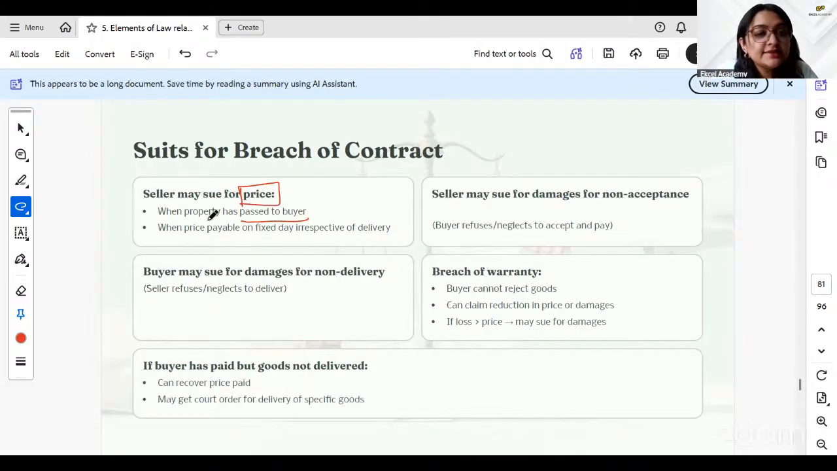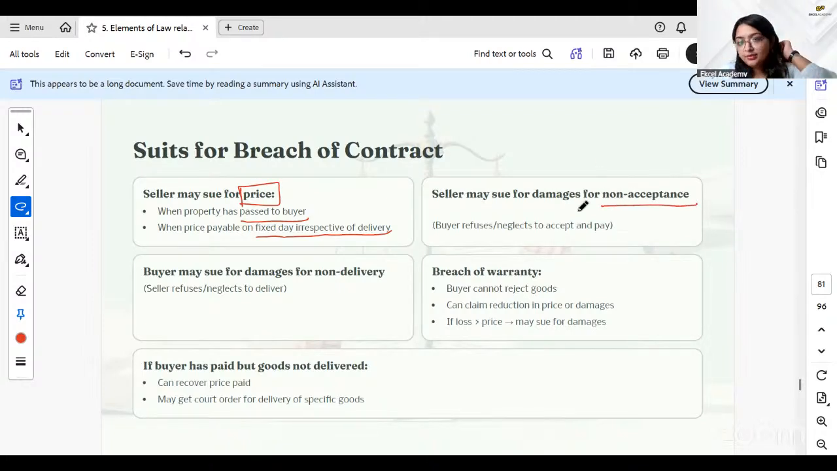Okay, when the price is payable on a fixed day irrespective of delivery. Let's say, for example, in our milk example itself, you want your 1.5 liters to be delivered every day, but the price for that you have already paid in the beginning of the month, or it is to be paid towards the end of the month. In that case, your seller can sue for the price. Seller may sue for damages for non-acceptance.